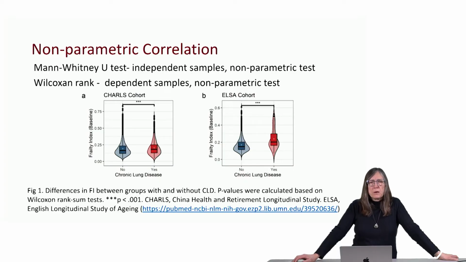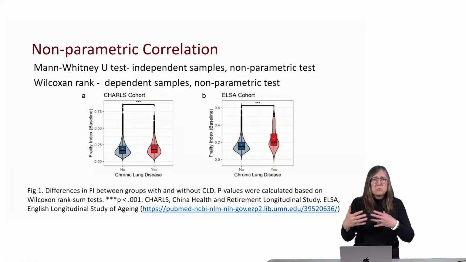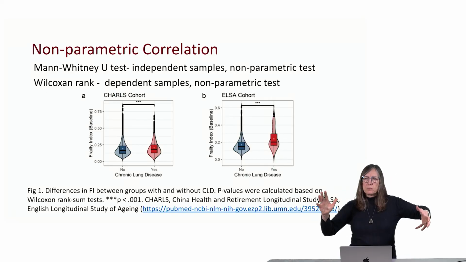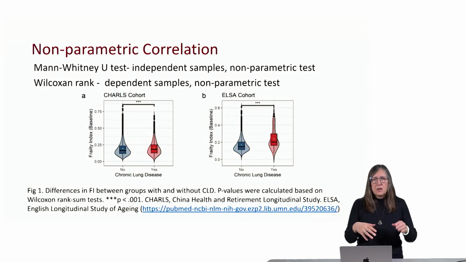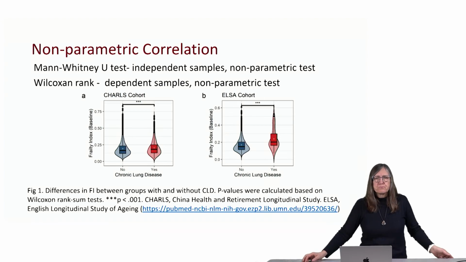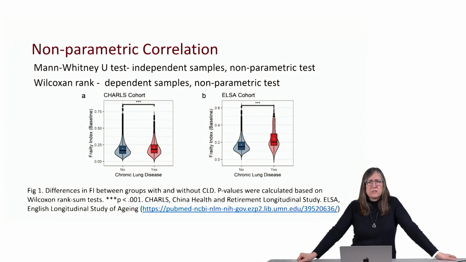So with the Mann-Whitney U test you have independent samples, again a non-parametric test. With a Wilcoxon rank, you have dependent samples, again a non-parametric test, so that the samples are the same individual. So Mann-Whitney you would use where you're comparing different groups, and a Wilcoxon if you're doing, say, a pre-post, because they're dependent.